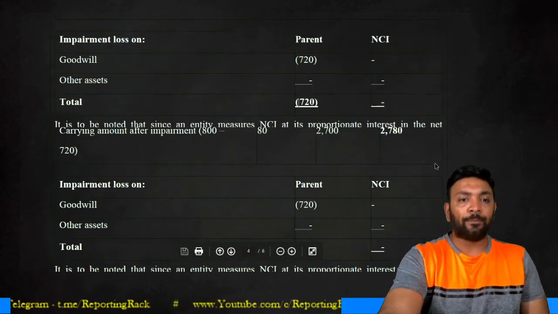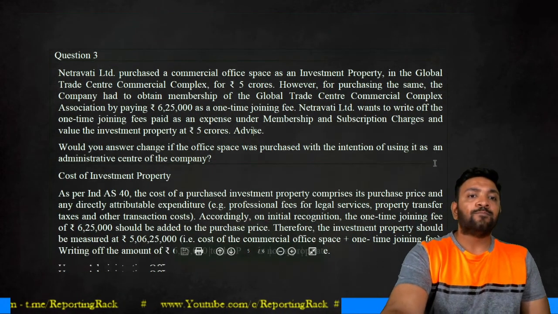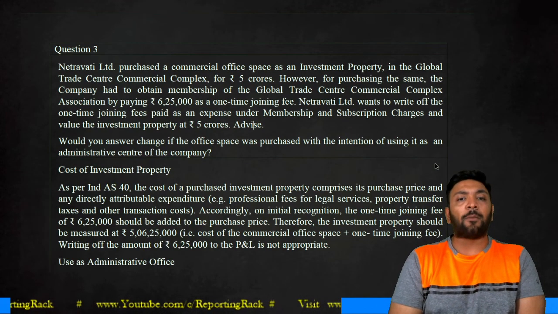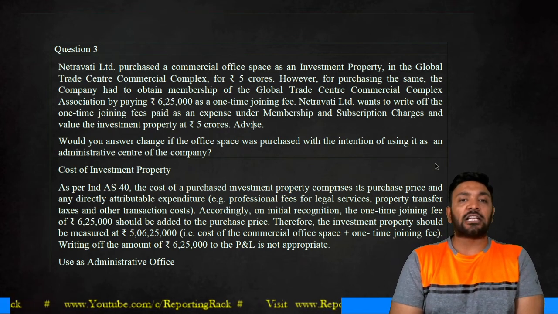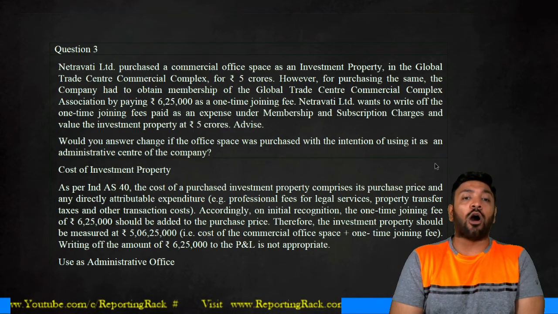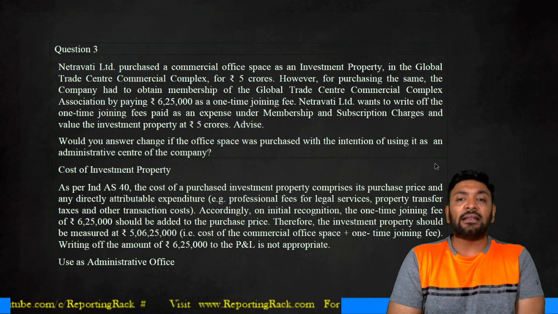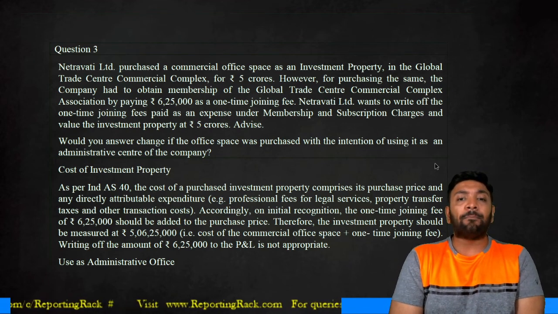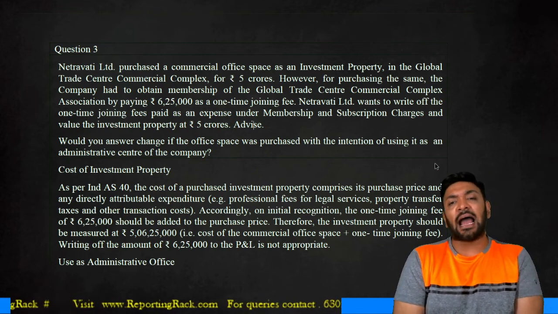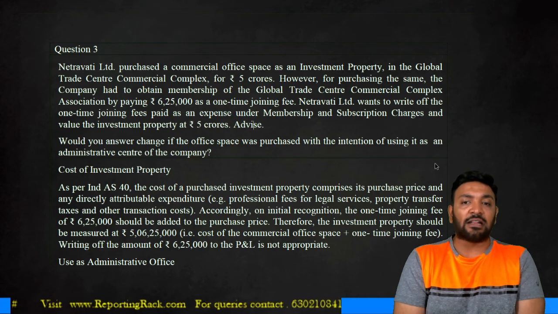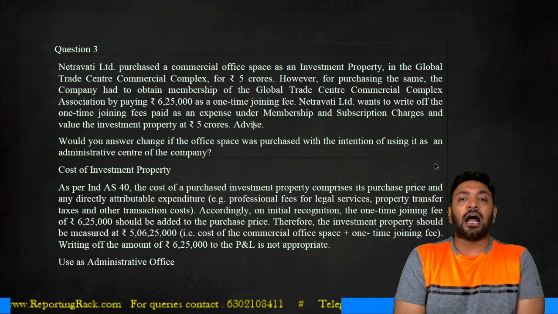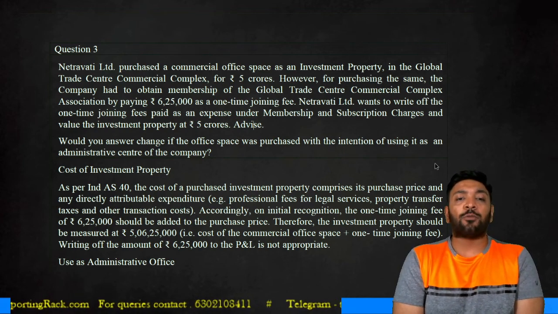My question number 3. Netravati Limited purchased a commercial office space as an investment property in Global Trade Center commercial complex for 5 crores. However, for purchasing the same, the company had to obtain a membership of Global Trade Center Commercial Complex Association by paying 6,25,000 as one-time joining fee. Netravati wants to write off the one-time joining fee as expense under membership and subscription charges. Value of property is 5 crores.